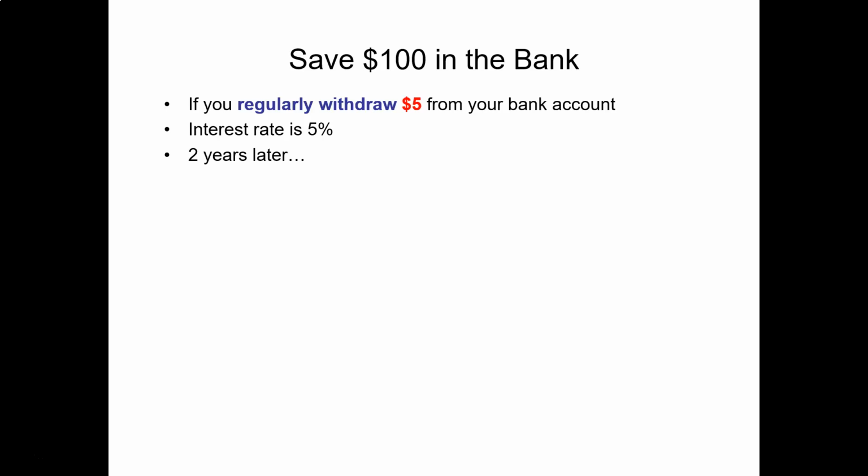Let's see a simple example to understand the concept of perpetuity. Suppose you have $100 in your hand and you save this $100 in a bank account. Now you decide to regularly withdraw $5 from your bank account. The interest rate is 5%, so now we can calculate the cash flow for 2 years.